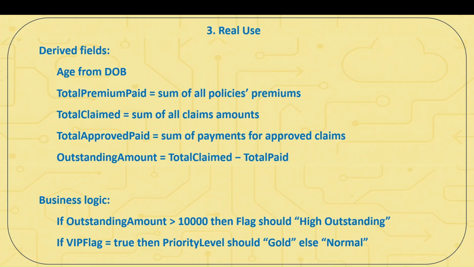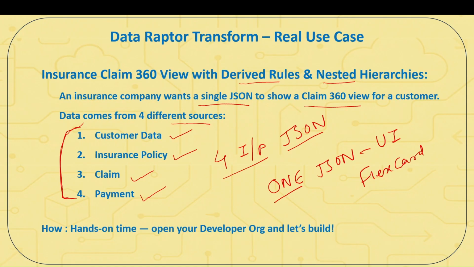Also we need to show some derived fields. We need to show age, calculated from the date of birth present in the customer details. We need to show the sum of the policy premiums, the claim amount sum, or I can say the sum of payments for approved claims. If any payment is still pending, we need to show it as the outstanding amount. I will explain how to show this in DataRaptor Transform. There is also some business logic that we need to implement. Now let's start one by one and see how we can achieve this.